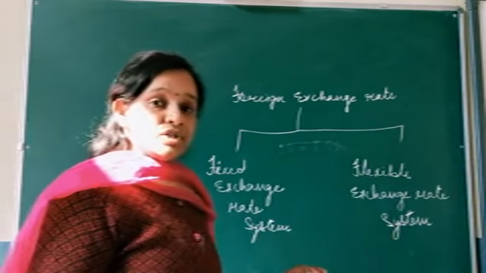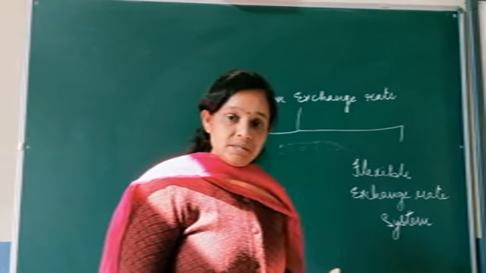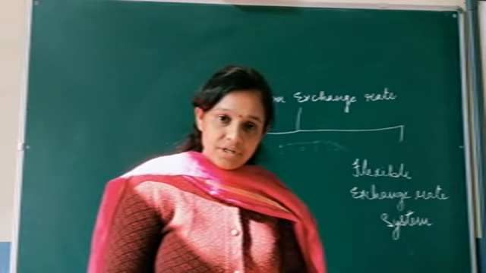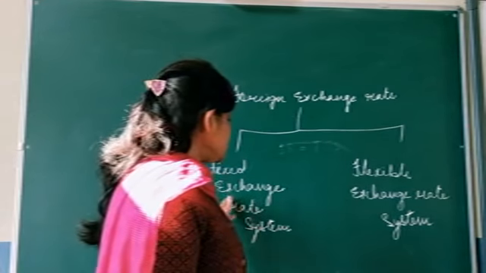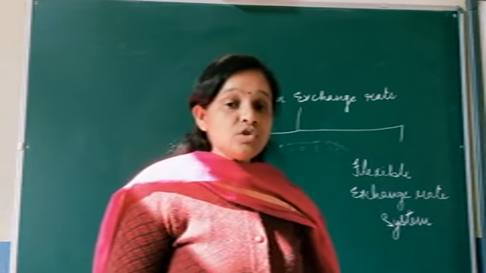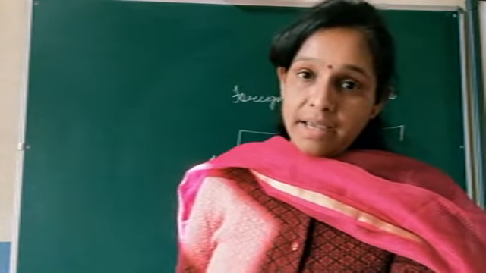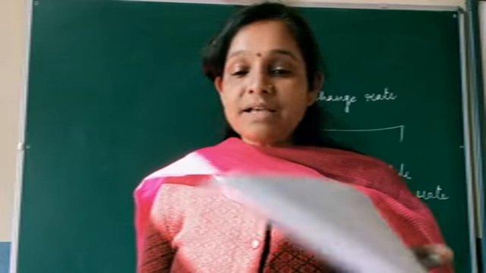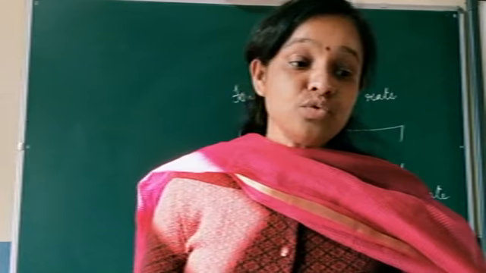So foreign exchange rate is determined by adopting two systems. There are two ways we can determine the foreign exchange rate. One is fixed exchange rate system, one is flexible exchange rate system. Now we need to understand what you mean by fixed exchange rate system or flexible exchange rate system.